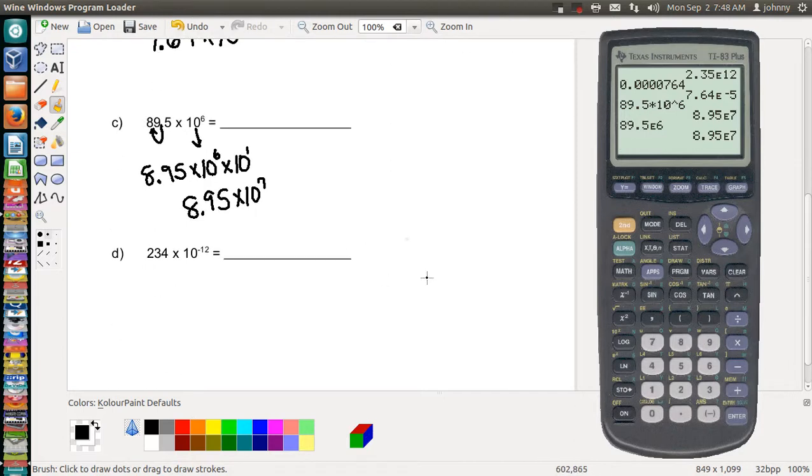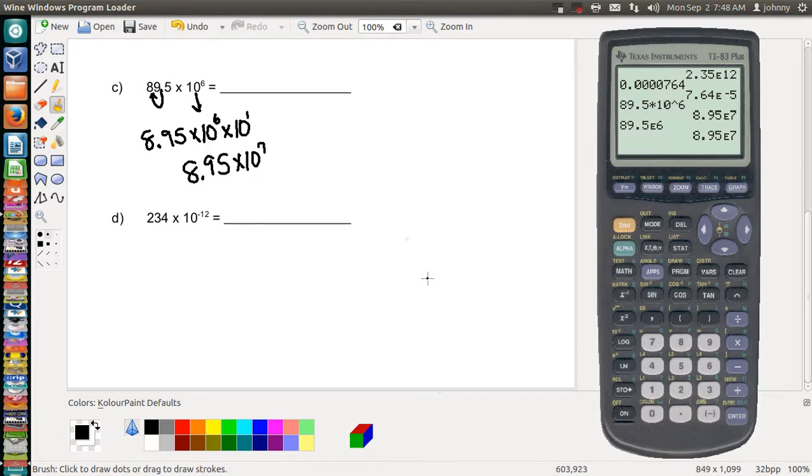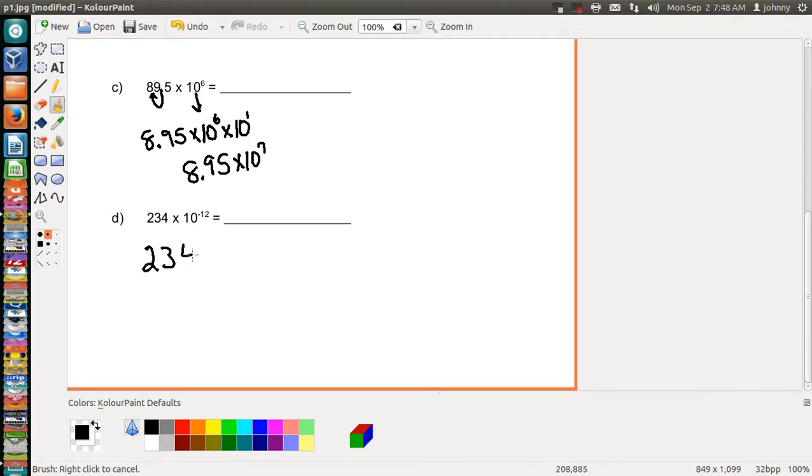Now let's look at this last one down here, D. We've got 234 times 10 to the negative 12. Now, you can already tell that the decimal is not there. Now, where does the decimal really need to be? It really needs to be between the 2 and the 3. Well, if you look, that took one swing, 2 swings. That took 2 swings. So that is a movement of twice forward.